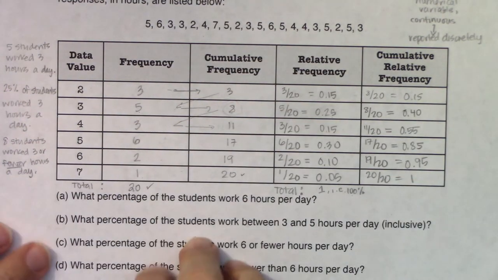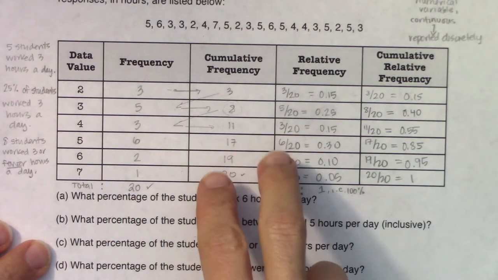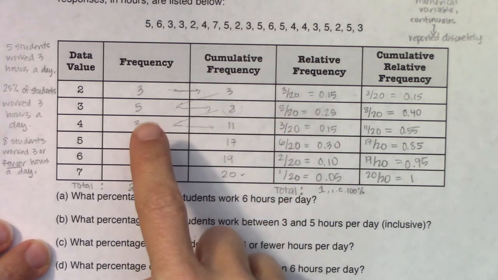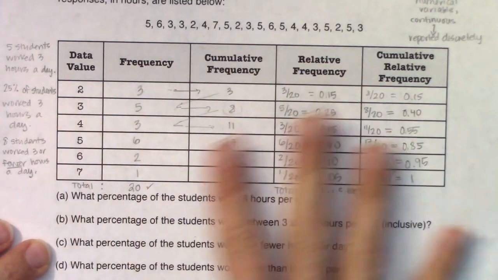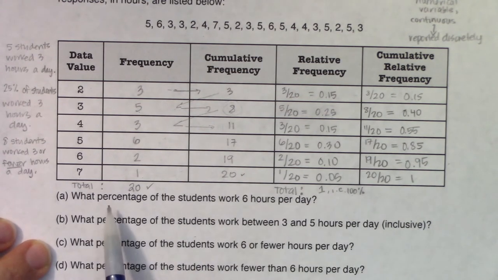I won't necessarily ask you all 4 each time, and I won't necessarily start you with frequency. Maybe you'll start at relative and have to go to frequency and then to cumulative. So you wanna be able to travel along these 4 columns. All right, so with that, let's answer these questions.